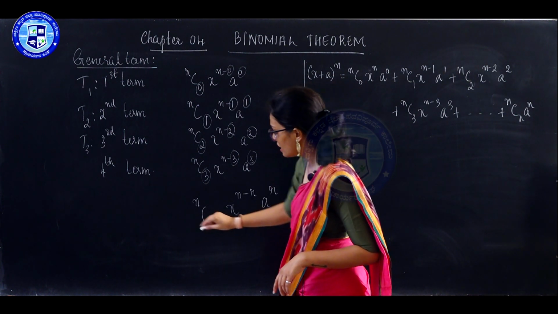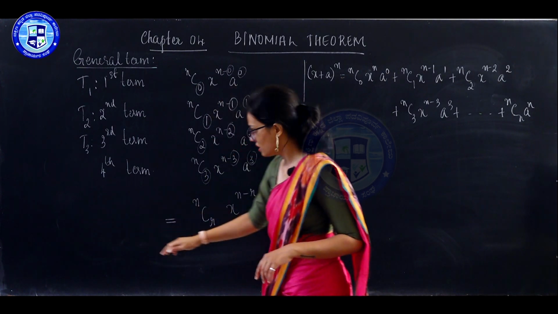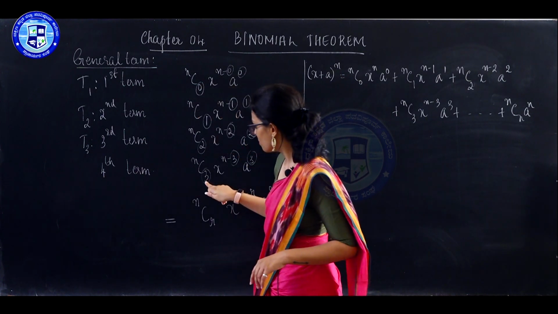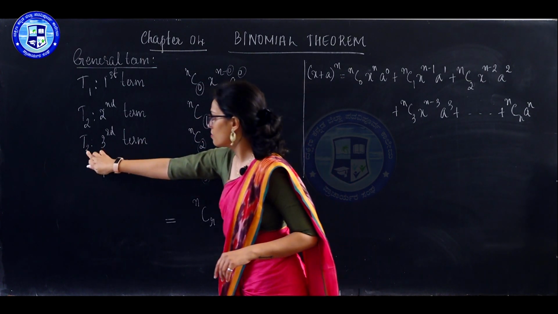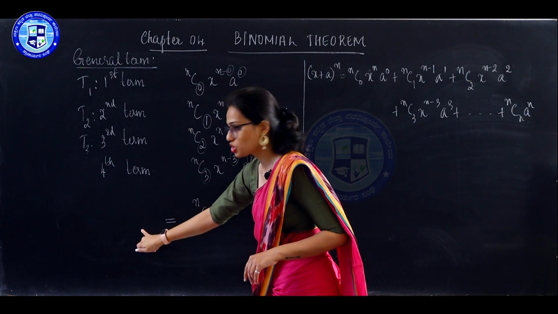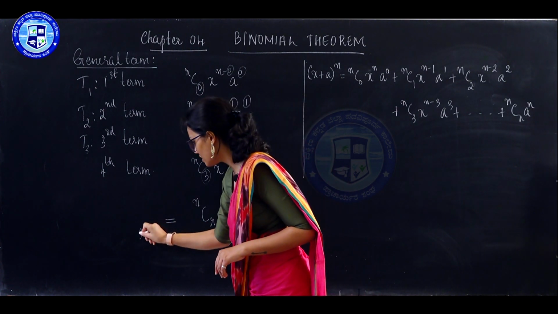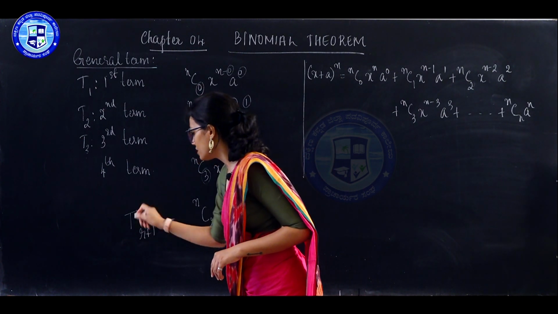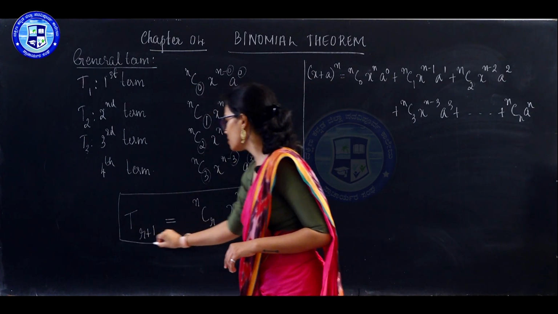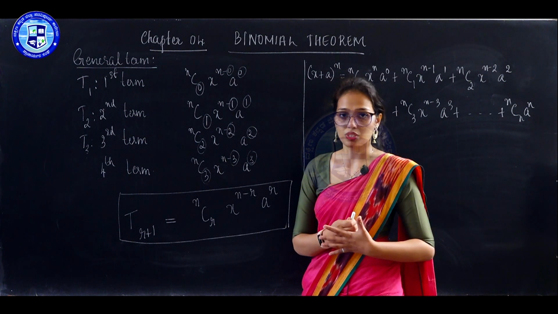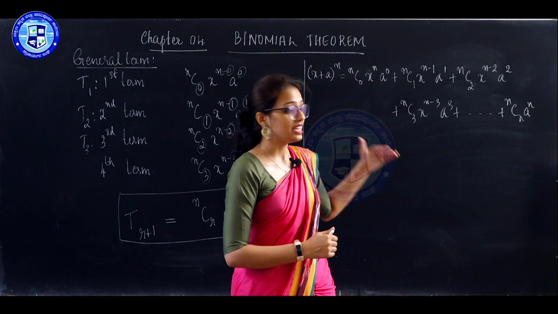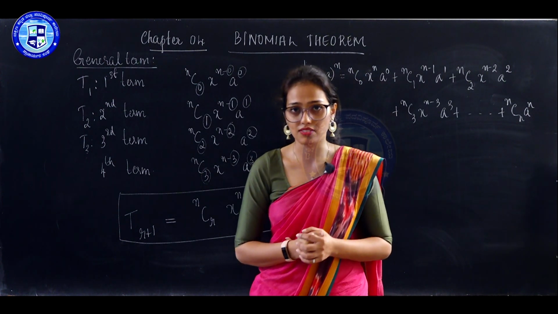Now, what will be the term number? Just check here, this number is 1 more than this number. This number is 1 more than this number. So, whatever number you take here, this should be 1 more than that number. So, it has to be r plus 1. So, T(r plus 1) is equal to nCr x to the power n minus r a to the power r. This is the general term in the expansion of any binomial raised to a positive power.